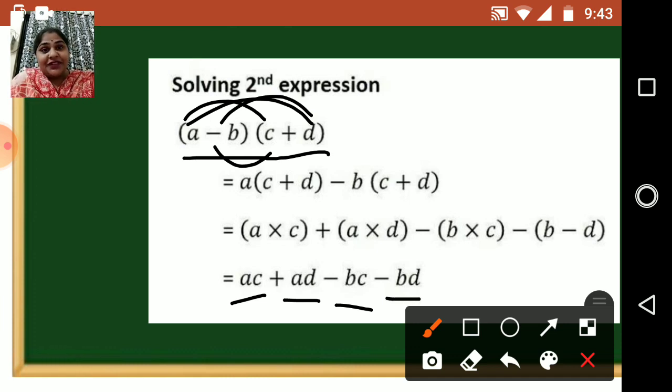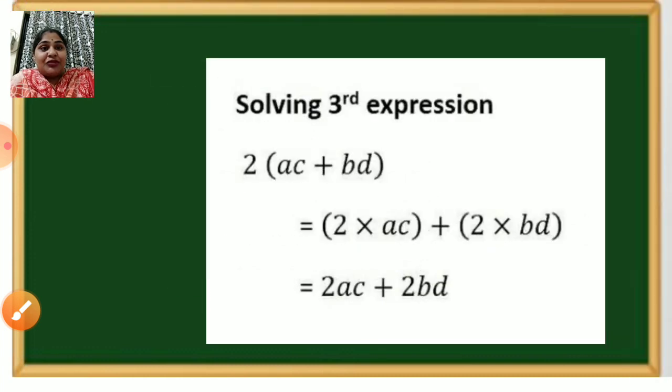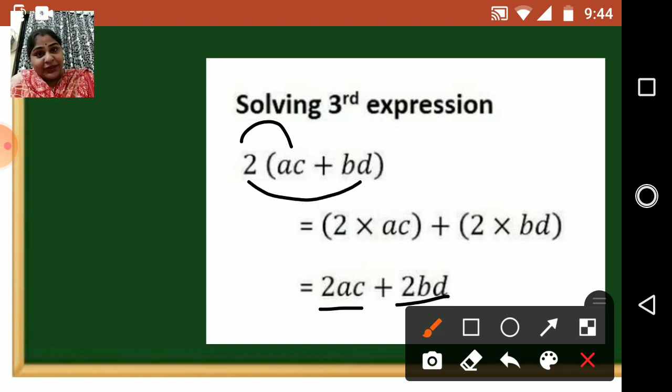When there is a negative sign, be very careful to give that. Sometimes it happens, so many expressions, so many terms are there, so you have to be very careful. Solve it stepwise. Let us come to our third expression, which was very easy. You have to multiply 2 to the second bracket, that is ac plus bd. So 2 multiplied by ac will be 2ac, and 2 multiplied by bd is 2bd. All the terms will be positive.